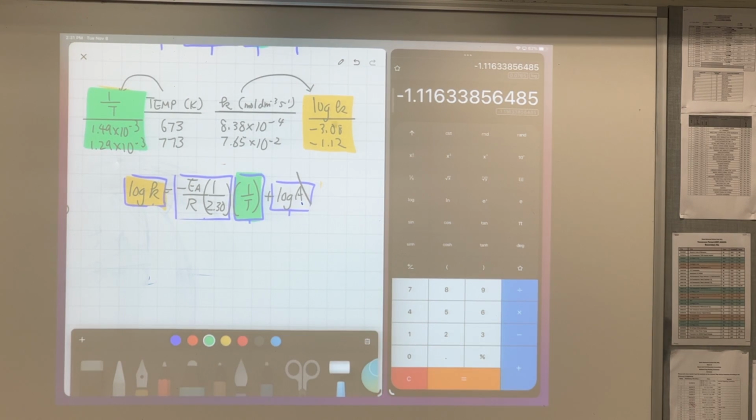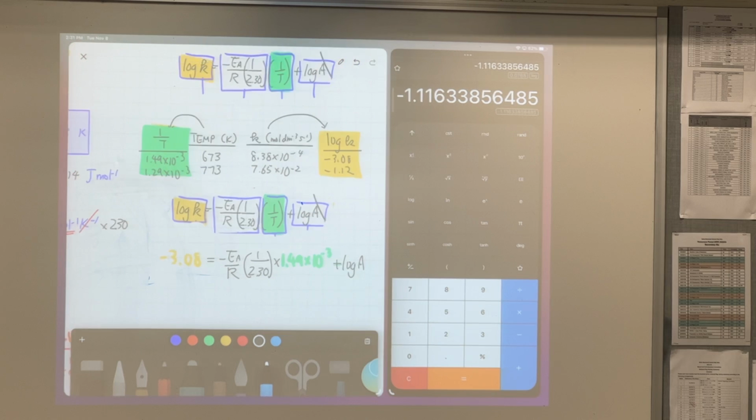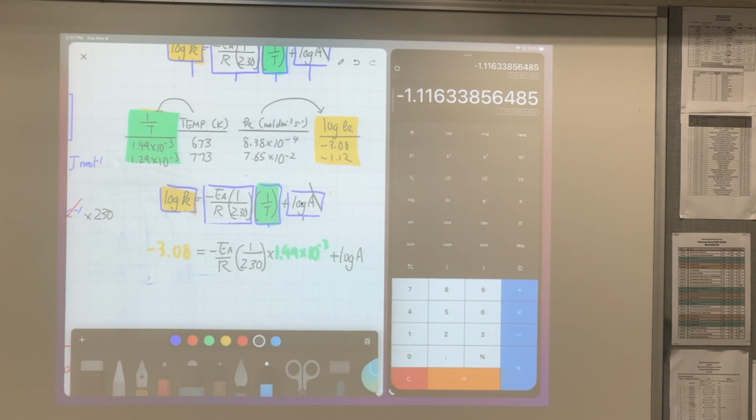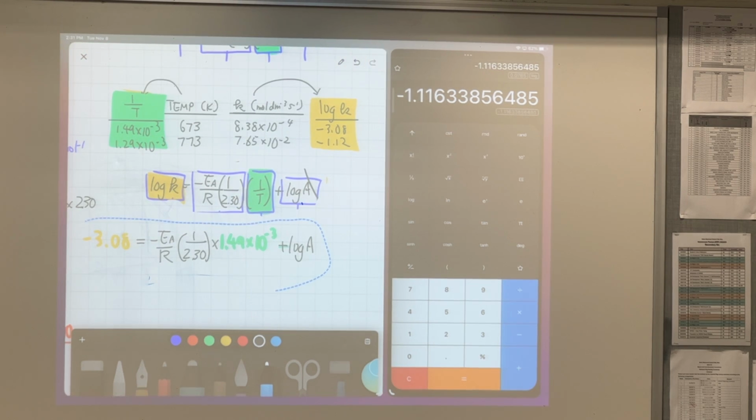Okay. So now let's plug the numbers in. For the first one, we will do negative 3.08 is equal to negative Ea over R times 1 over 2.3 times 1.49 times 10 to the power negative 3. And trust me, this is just math. This is not chemistry. Chemistry is math since the beginning. We're not at the end yet. Don't worry, I'm sure you can do this. So let's just call this equation 1.